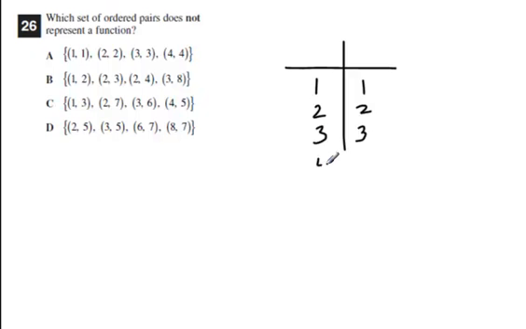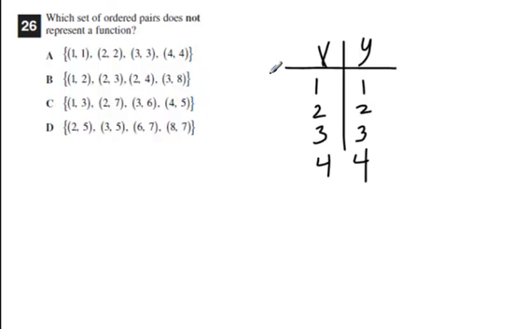Number 26. Which set of ordered pairs does not represent a function? This is kind of confusing looking at it like that, so I'm going to put them in table form. I have 1, 1, 2, 2, 3, 3, 4, 4. All of these x coordinates are different. A relationship that's not a function would have more than one x be the same, which then doesn't give us unique y's, because a function has, for every x input, only one y output.